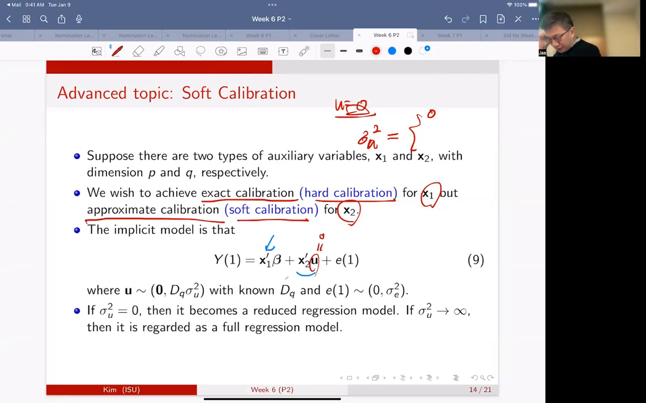So this random effect is somewhere in between, right? Fixed effect means we use a full model, with hard calibration on X1 and X2. That's one extreme. The other extreme is to completely ignore X2 and use the reduced model. So soft calibration is somewhere in between. Okay.